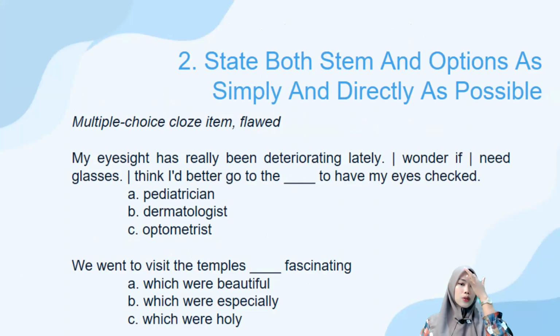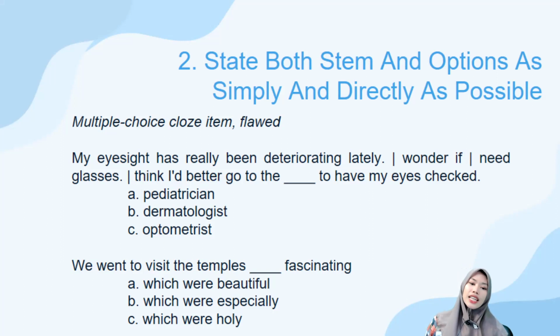Okay, multiple choice close item flawed. My eyesight has really been darkening lately. I wonder if I need glasses. I think I'd better go to the blank to have my eyes checked. Okay, what's the answer? A, pediatrician, dermatologist, or optometrist. Okay, which one is the closest answer to the question? And then we went to visit the temples, which were fascinating. Okay, which were beautiful, which were holy.